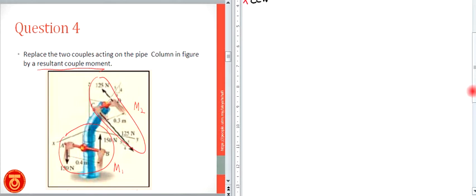Okay, for M2, we have diagonal forces. These diagonal forces we can expand into components: FDZ, FDY, and X. This one is FCY and FCZ.